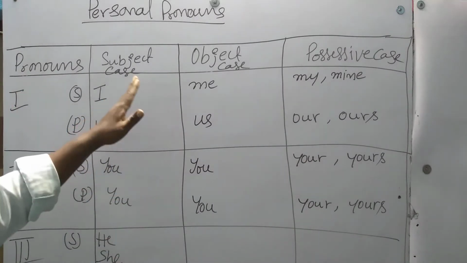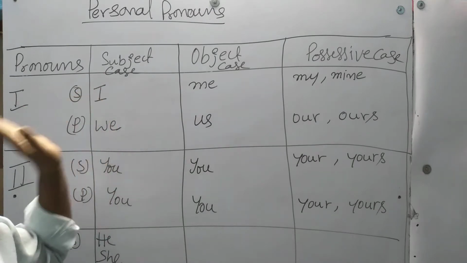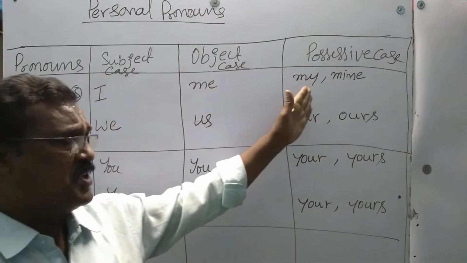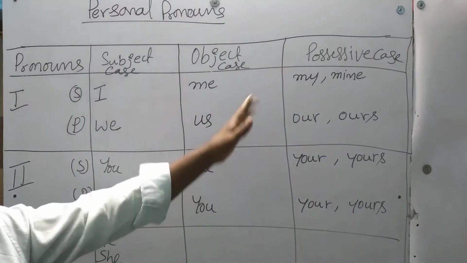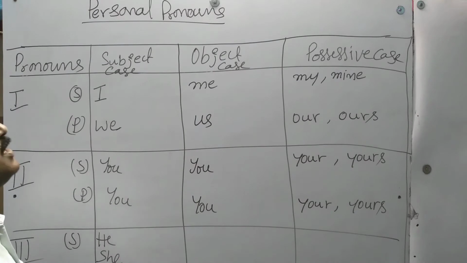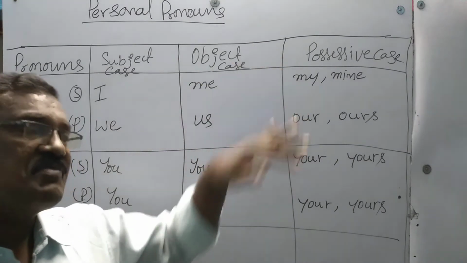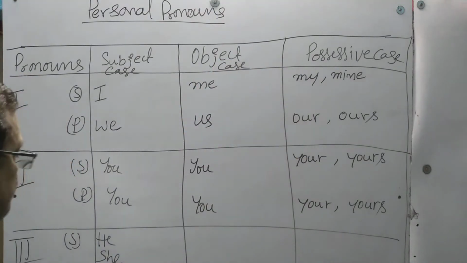Subject case means, already I told you, whatever the noun or pronoun we use before the verb, that is called subject case. Whatever the noun or pronoun we use after verb, that is called object case. Here, possessive case we can use before the subject and before the verb and after verb also. Example sentences now we are going to learn.